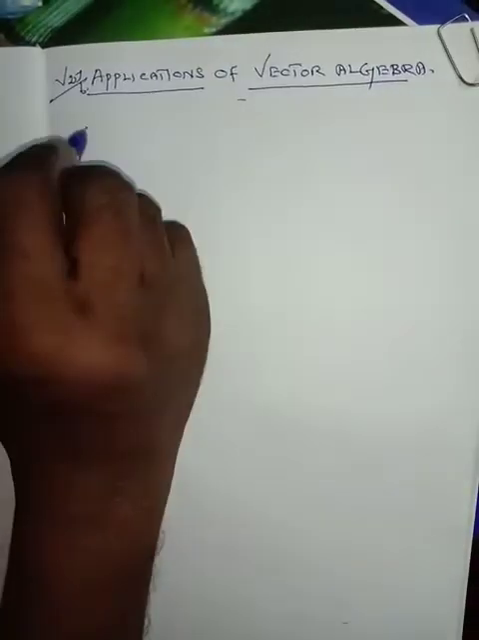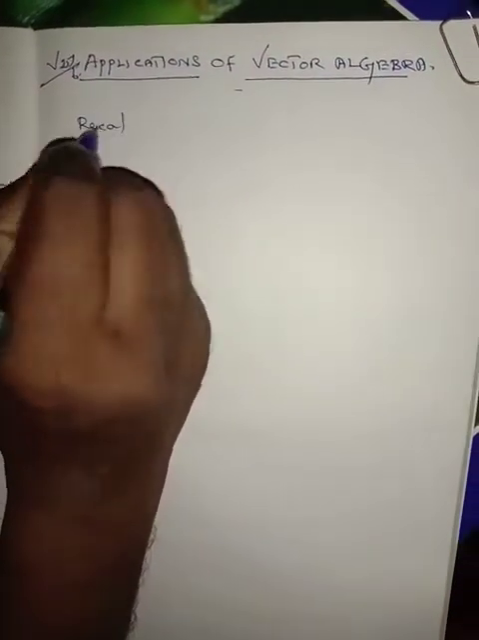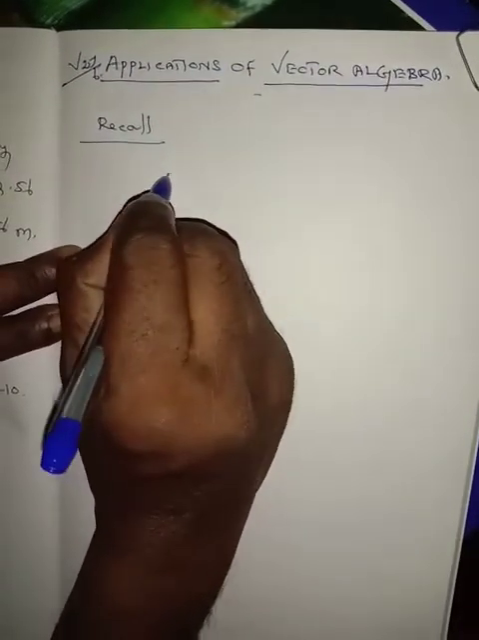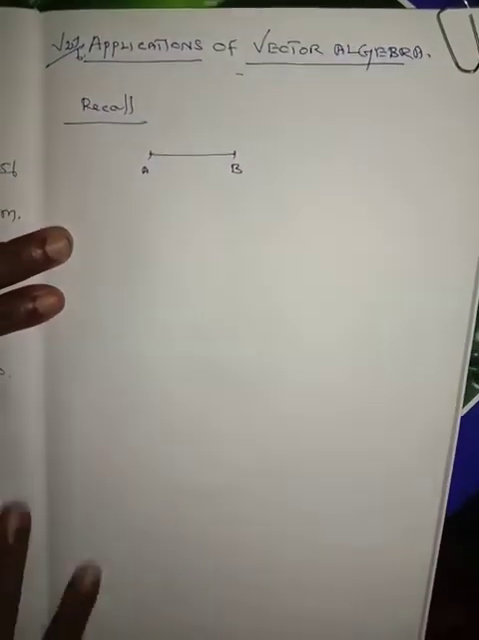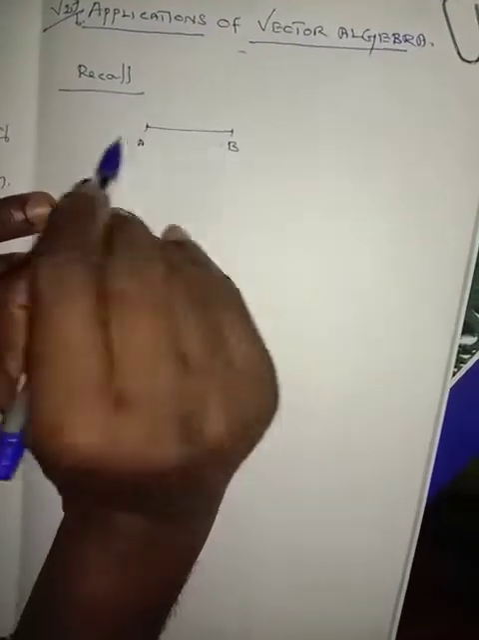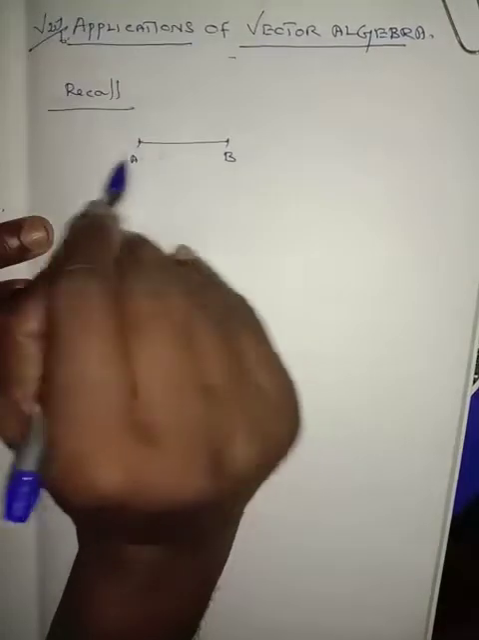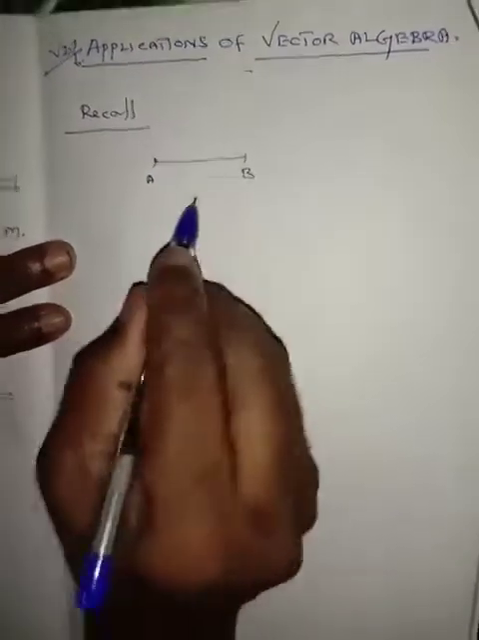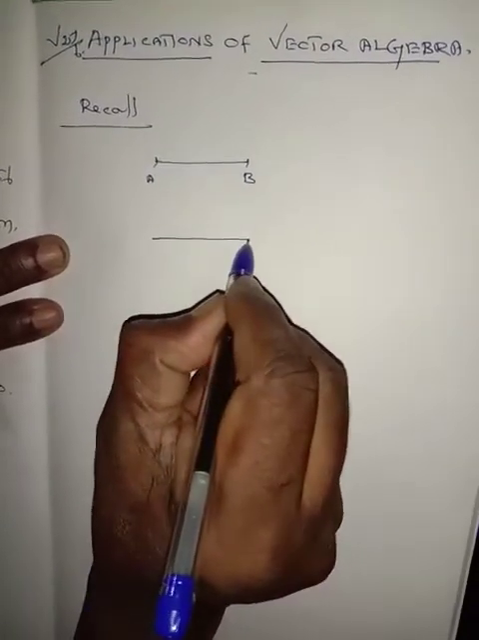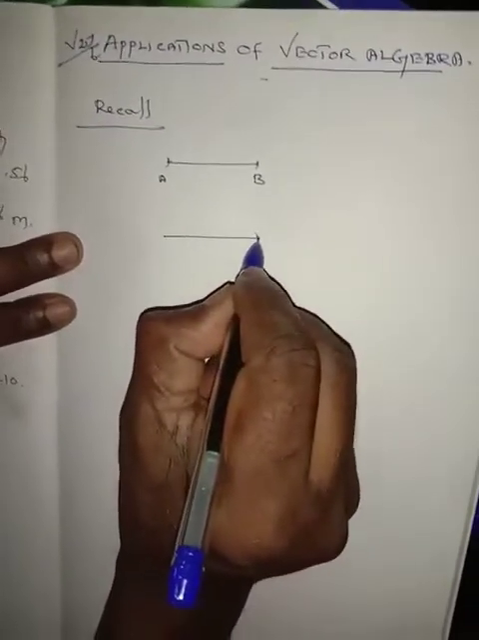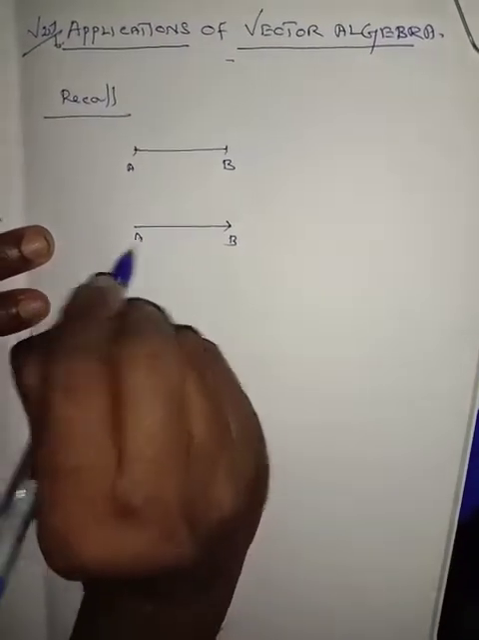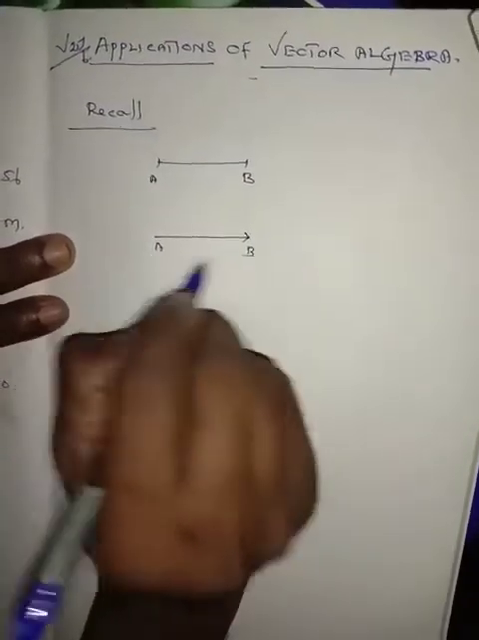Now recall. First, like vectors. This is a line segment. AB is a line segment. Its length must be 3 centimeter, 4 centimeter, or any meters or centimeters. Now we have to take only one arrow mark using the point A or point B. Suppose the arrow mark is on B. A to B is a vector.